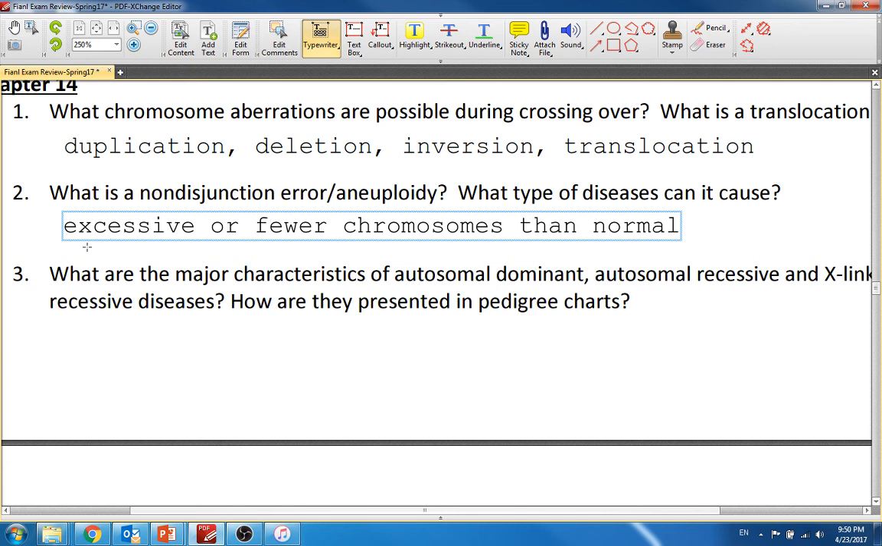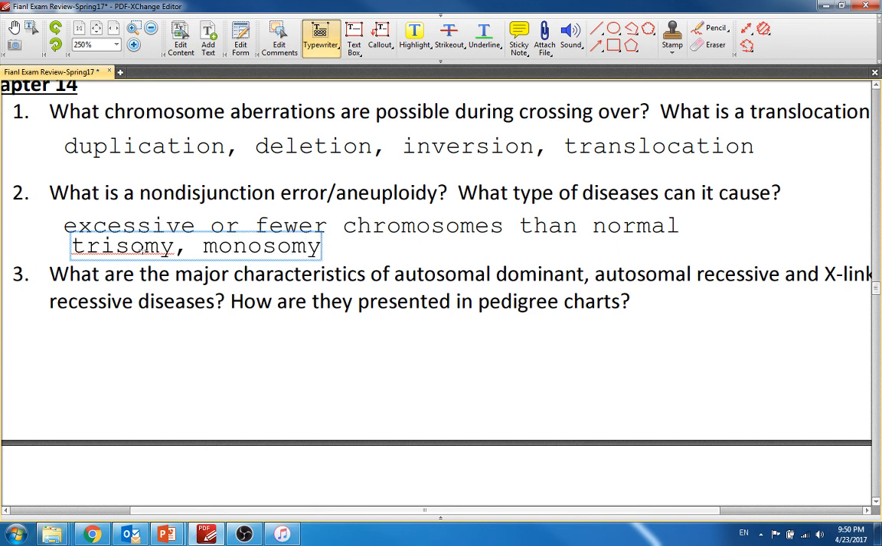What type of diseases can it cause? It can cause either trisomies or monosomies. Some examples include Down syndrome, which is trisomy 21, Turner syndrome, which is XO, missing one X chromosome, Jacob syndrome, XYY, and Klinefelter syndrome, XXY.